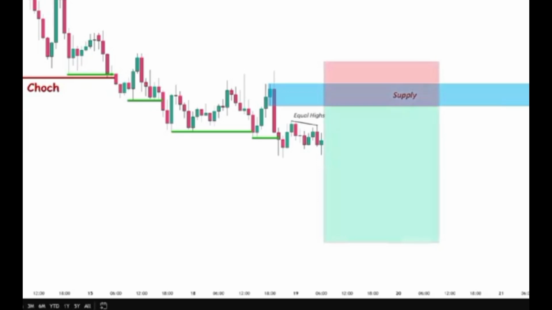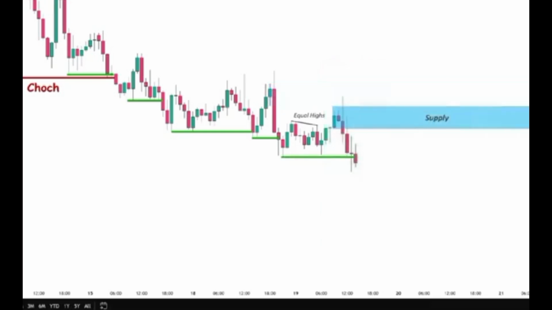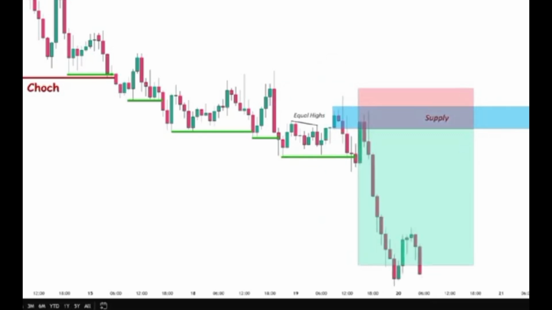If the price pulls back into this supply zone, it will give us an entry. Once again, we get a breakout, and a new supply zone forms. We can enter short trades until the price reaches the next important level ahead.